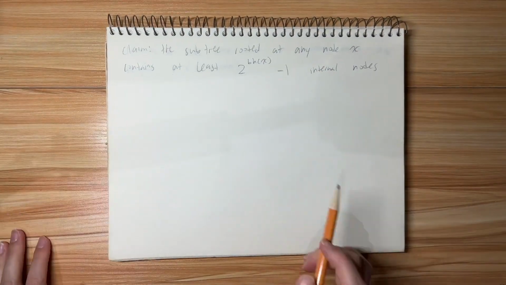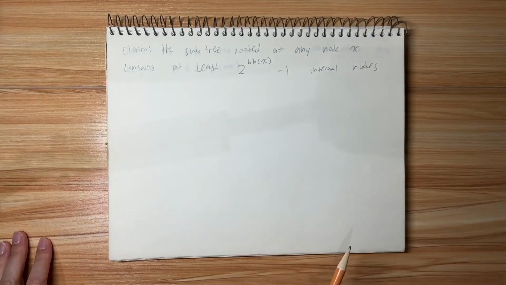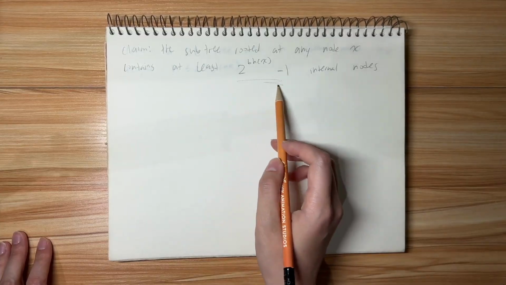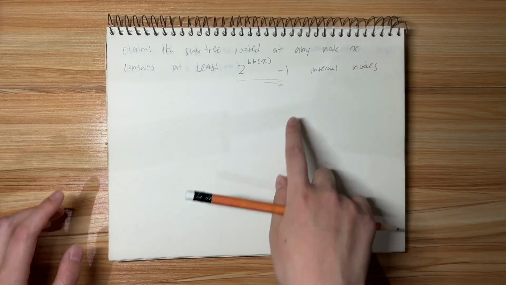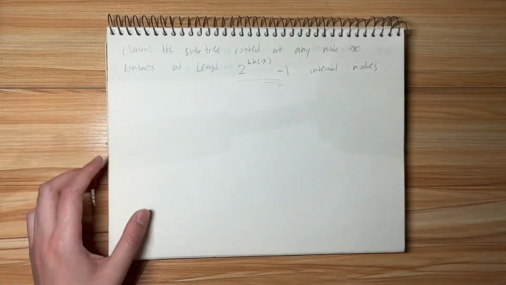The next one is not so short. The next claim is the subtree rooted at any node x contains at least 2 to the bh of x minus 1 internal nodes. So with something like this, we'll want to prove this claim using proof by induction.